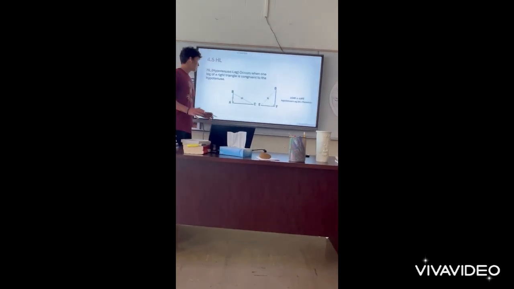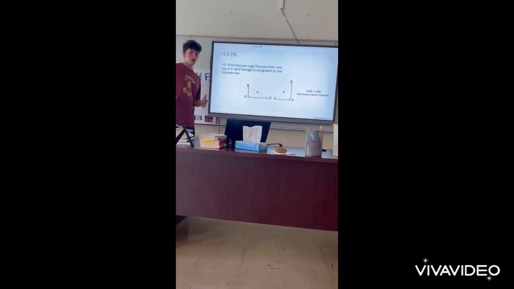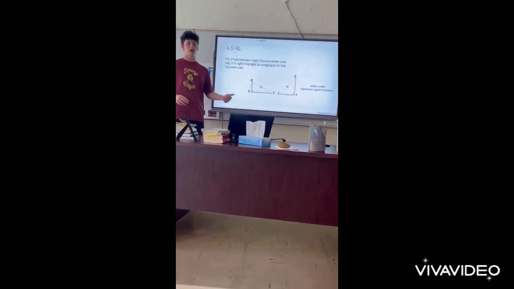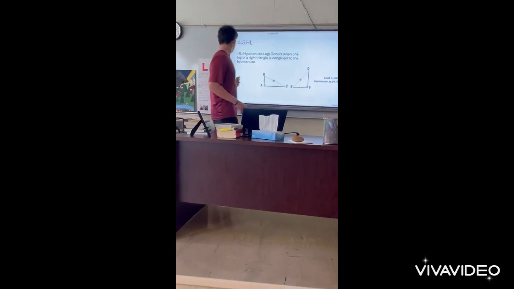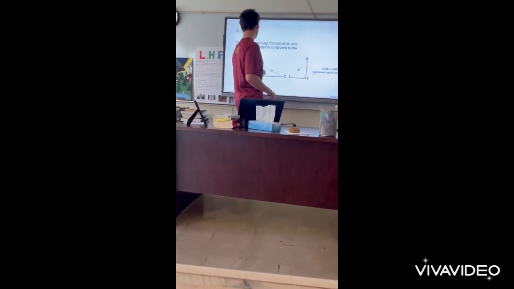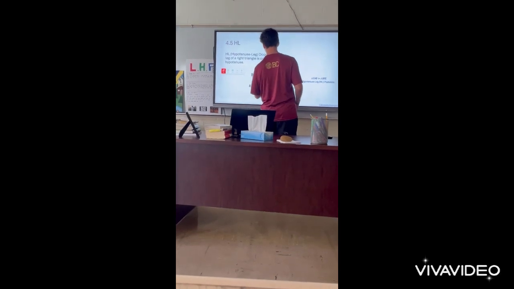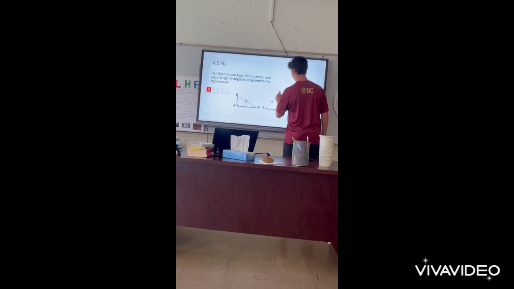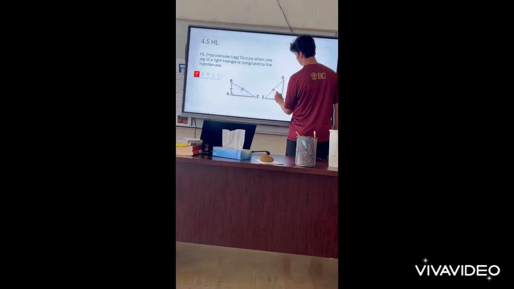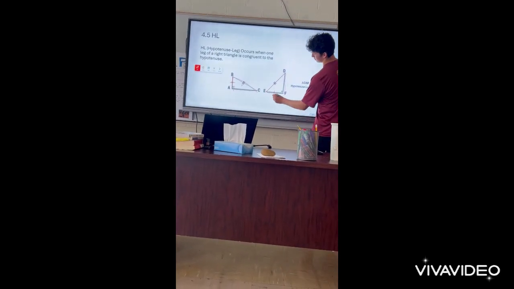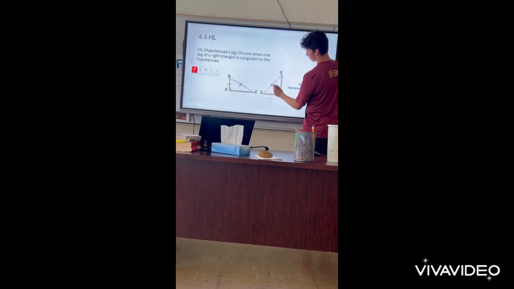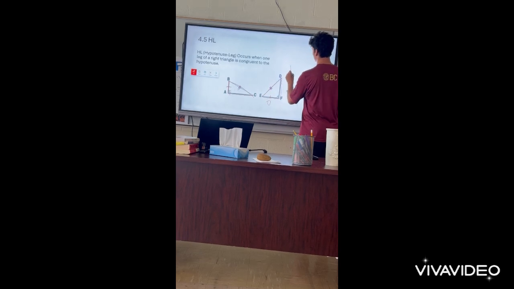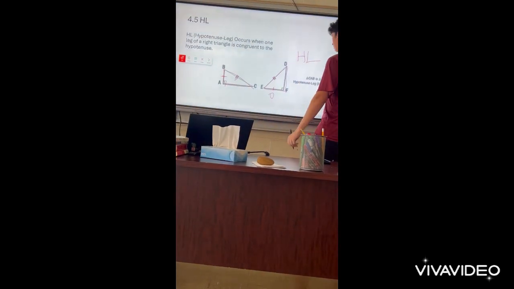HL, hypotenuse leg, occurs when one leg of a right triangle is congruent to the hypotenuse. This is shown in triangles ABC and DEF. If you have one leg of a right triangle with equivalent hypotenuses, that is the reason.